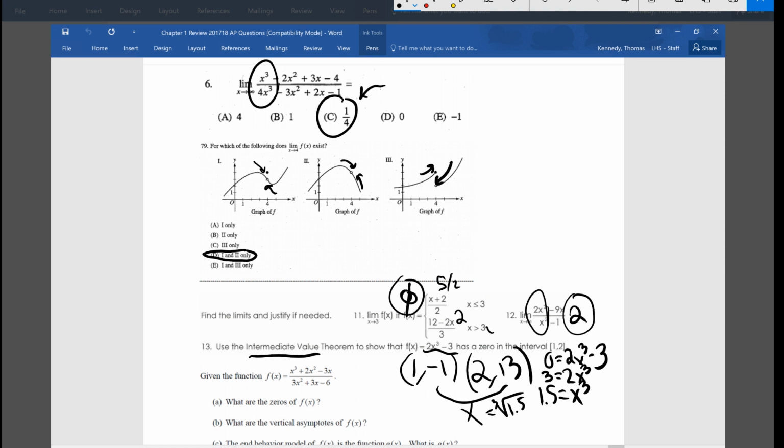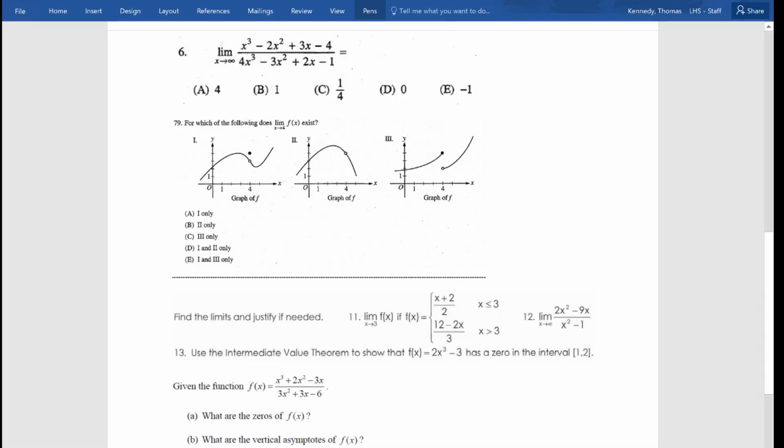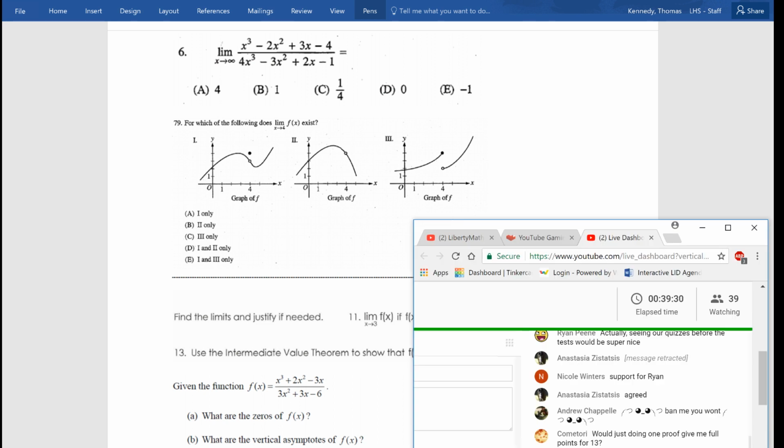I know there were a few questions about the intermediate value theorem in the chat when I last looked. So time to go back. Support for Ryan. Seeing our quizzes before the tests. Yeah, no, we're definitely going to do that in class. I am definitely going to hand back the quizzes.